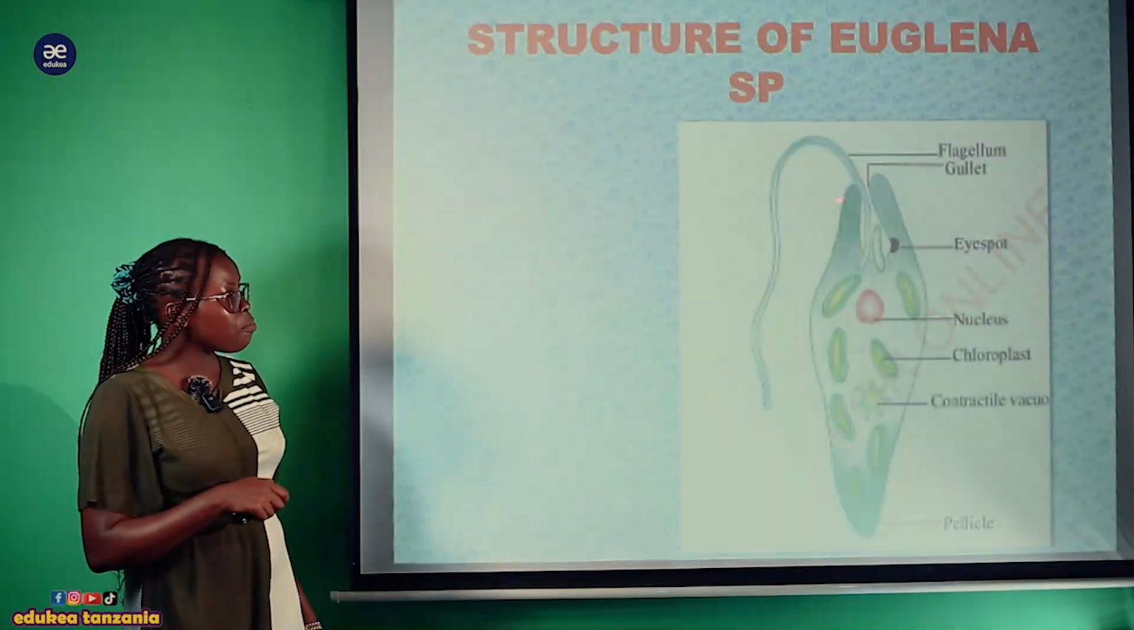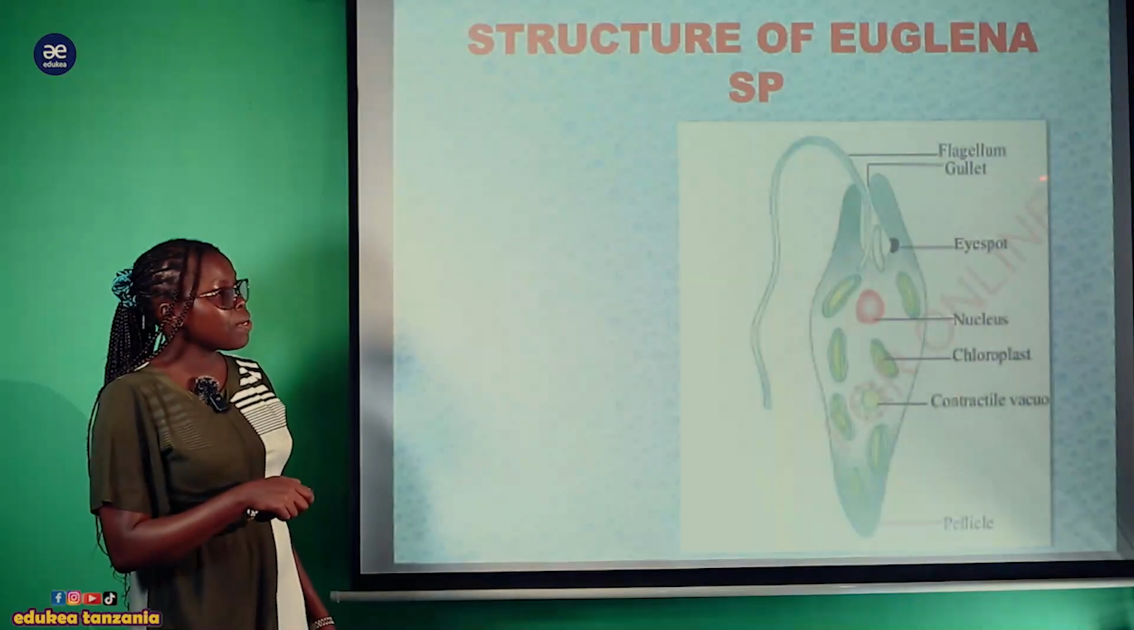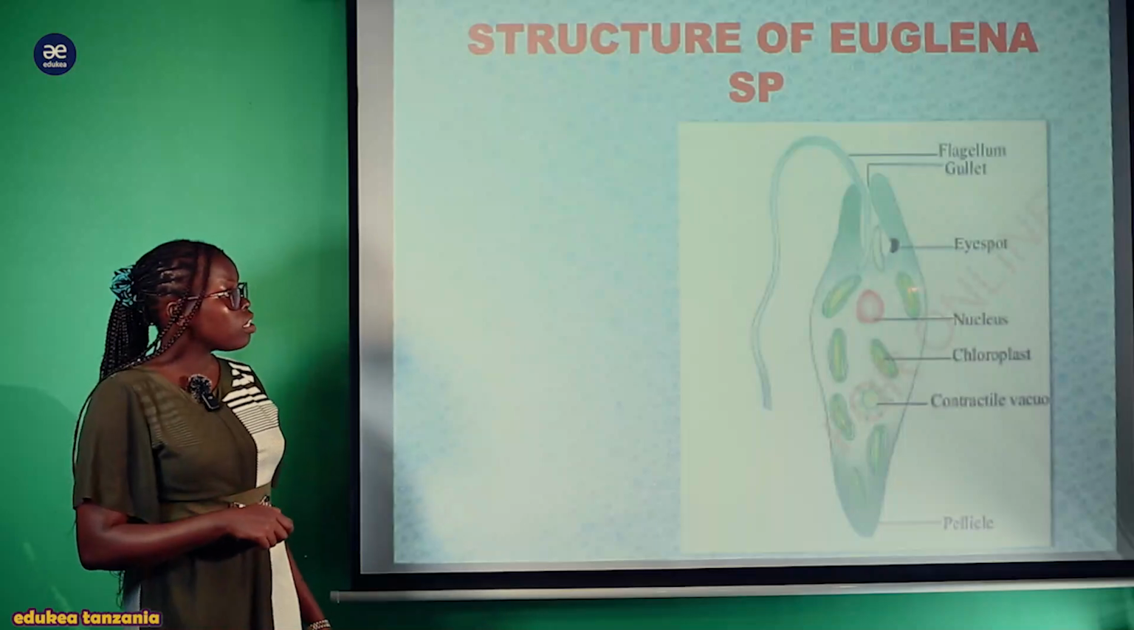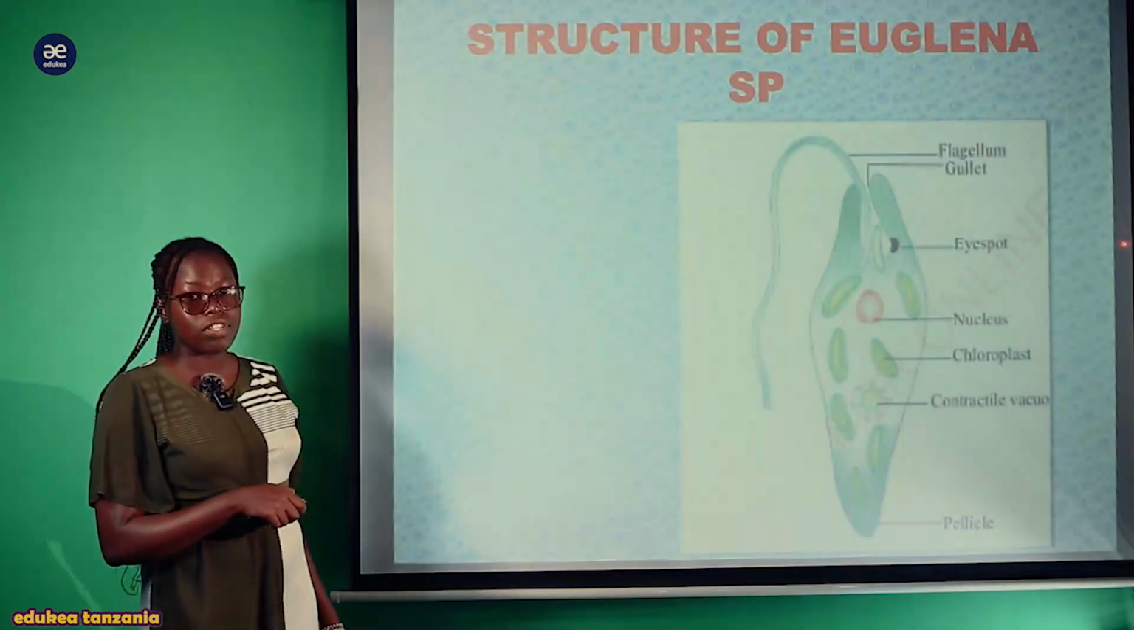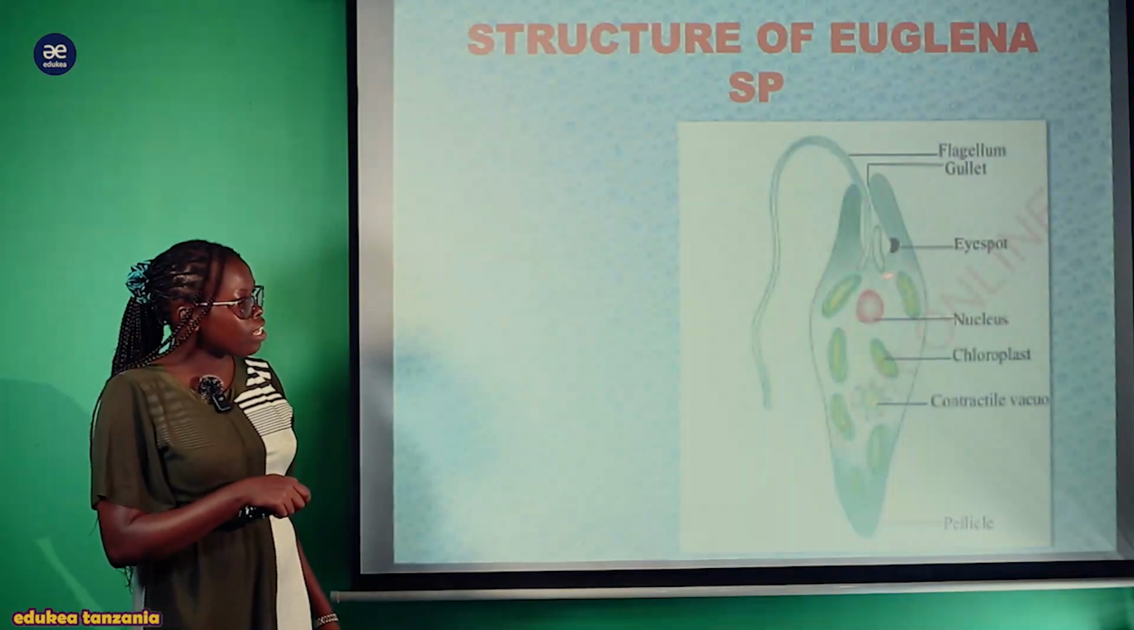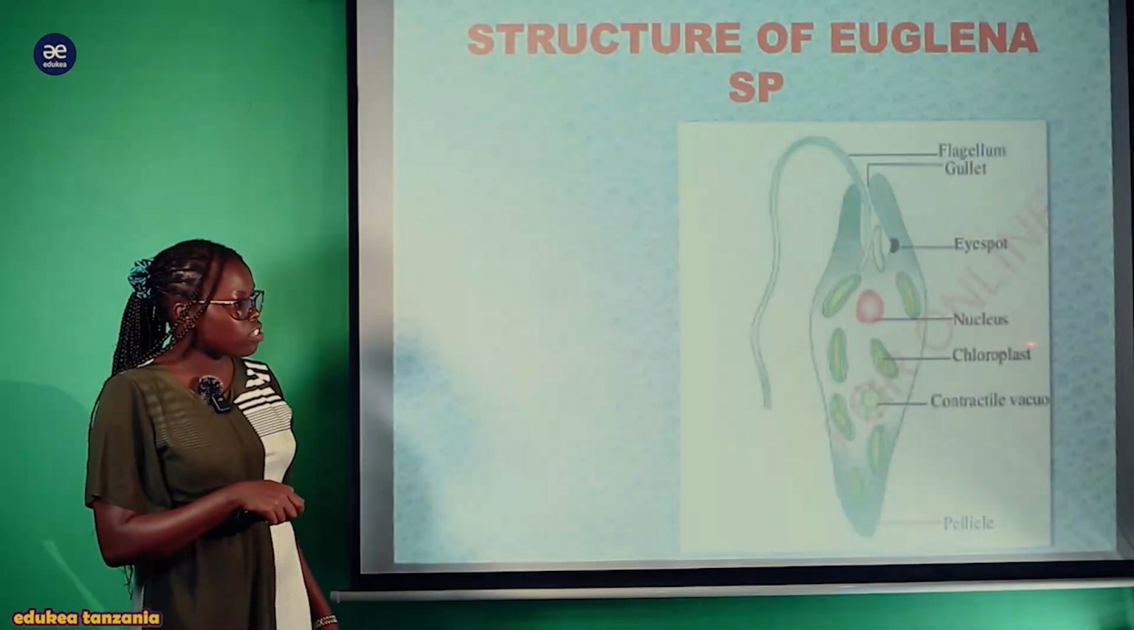Also it has a nucleus, linear nucleus. It has a chloroplast for photosynthesis. Also it has contractile vacuole kwa ajili ya mambo ya osmoregulation. Also it has a pellicle ambayo kazi yake ni kuweza maintain the shape.